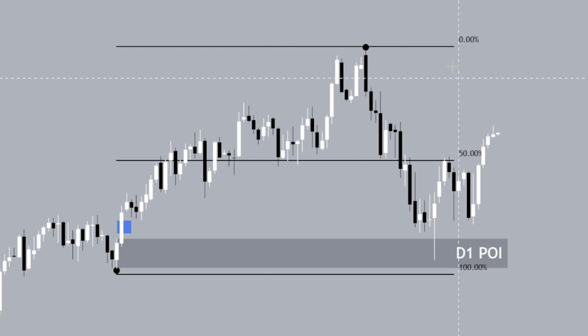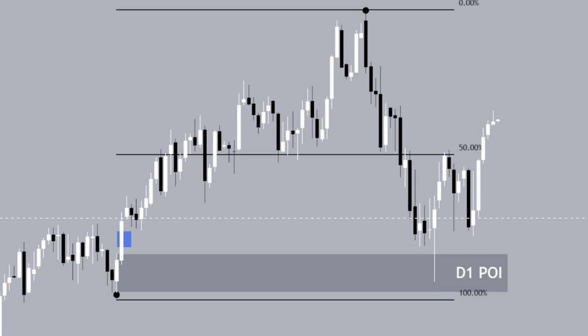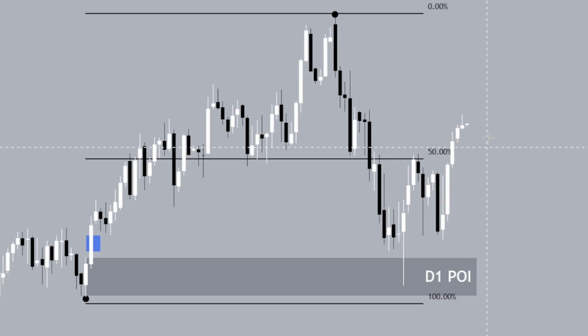So this particular application of the Fibonacci tool allows us to distinguish very clearly where the premium and discount arrays are. So we have a discount down here and a premium up here.